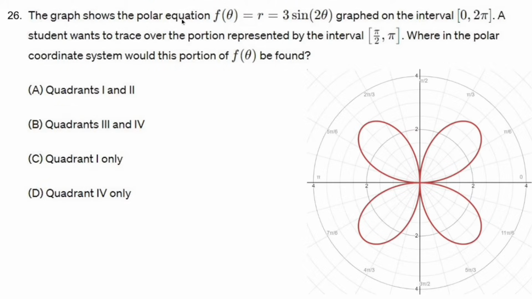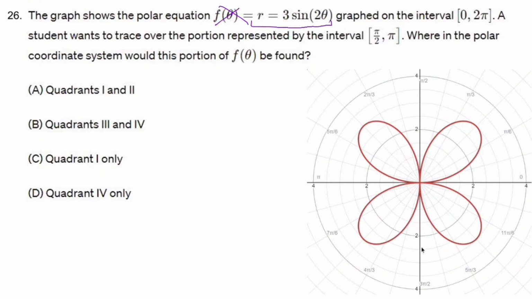The graph shows the polar equation f of theta equals r equals 3 sine 2 theta. I don't really need to worry about the f of theta part. It's just fluff. It's graphed on the interval 0 to 2 pi, as most polar functions are. A student wants to trace over the portion represented by the interval pi over 2 to pi. Where in the polar coordinate system would this portion of r be found? So I'm talking about quadrants here.